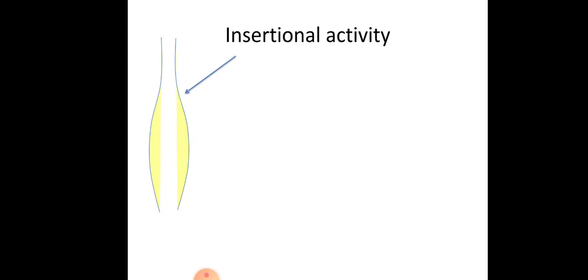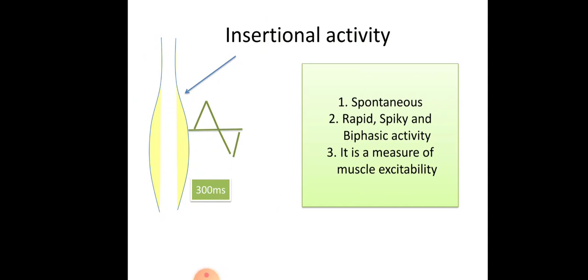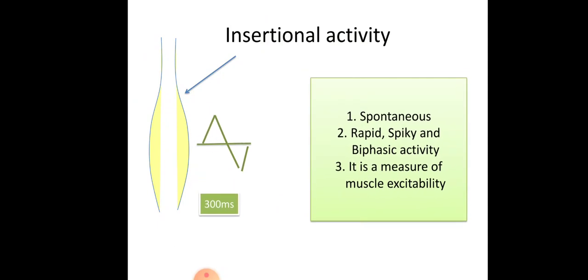This is hence called as insertional activity. Now, this is how it looks. This lasts only for 300 milliseconds, after which it has to stop. First point, when you are writing insertional potential, it is spontaneous. It is rapid, spiky and biphasic activity. And third point is, it is a measure of muscle activity.